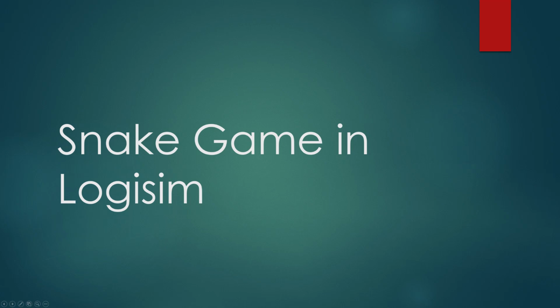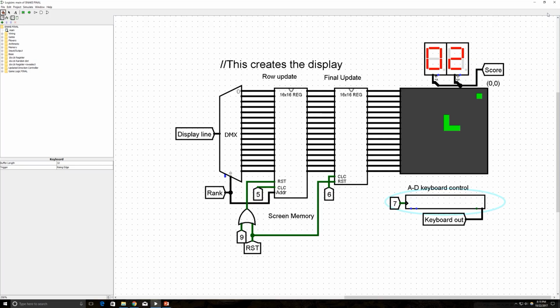Hey everyone, in this video I'm going to go over a snake game that was built in Logisim. So this is the display right here. We have a 16 by 16 LED matrix. Above it we have a score counter, and below it we have a keyboard for keyboard input. So I'm going to go ahead and run this.